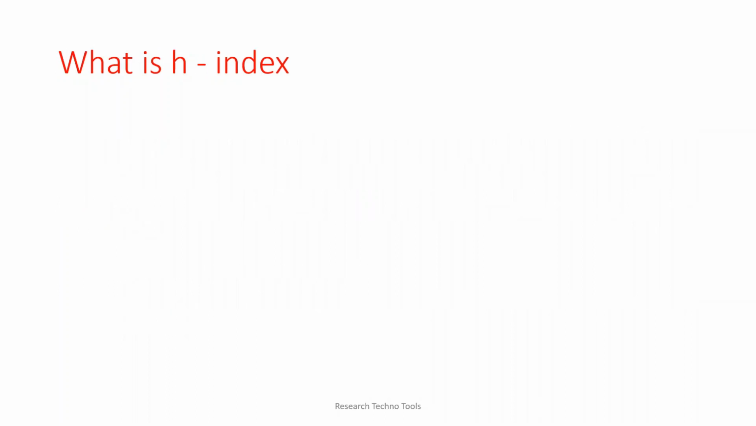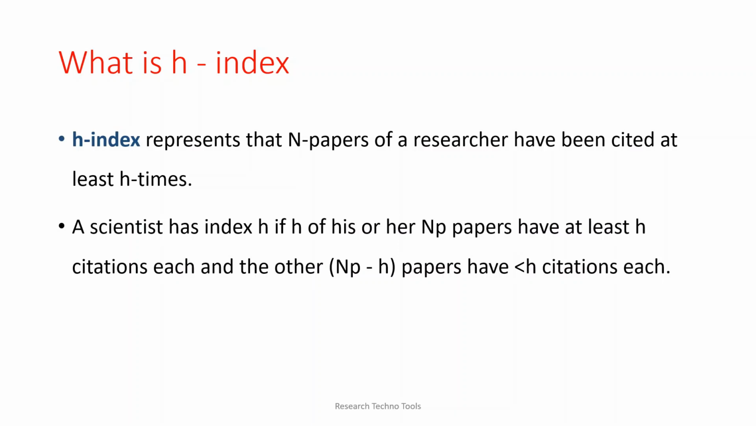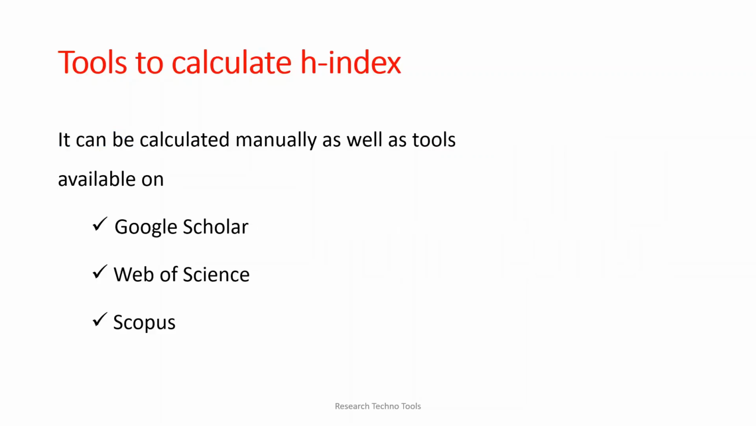So let us talk about what the H index is. The H index represents that h papers of a researcher have been cited at least h times. This is a very simple definition. A scientist has index h if h of his or her papers have at least h citations each, and the other papers have fewer than h citations. There are different tools available to calculate the H index. You can calculate it manually, and online calculation is also available on Google Scholar, Web of Science, and Scopus.